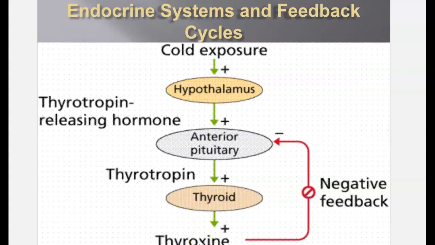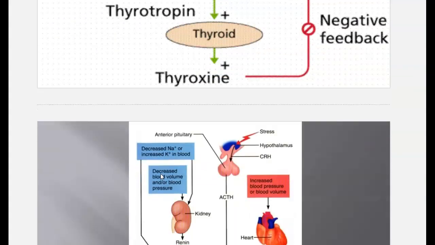It goes to almost every cell in the body, and it turns up the metabolism. With more mitochondria producing more ATP, you get more heat. More heat brings the body's temperature back up. As the temperature comes back up, you're warmer, the hypothalamus shuts down, and the anterior pituitary doesn't release as much TSH. Negative feedback.